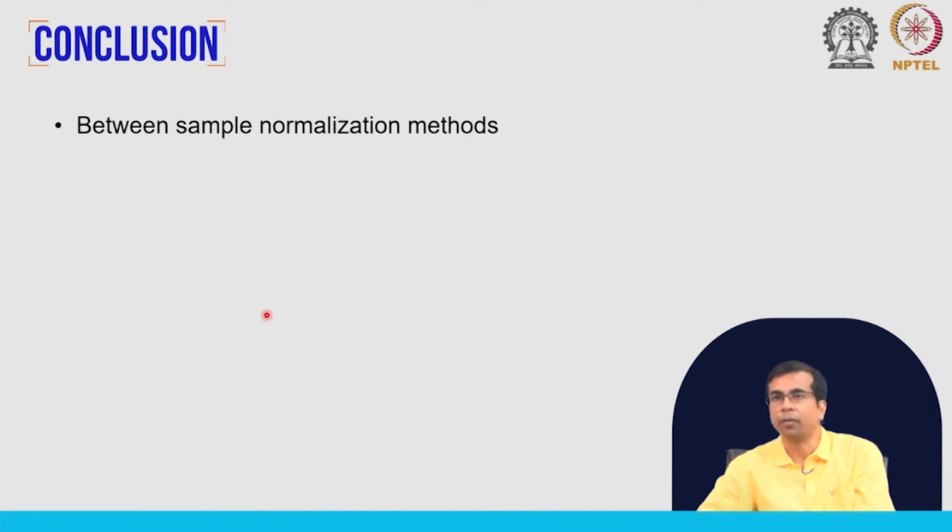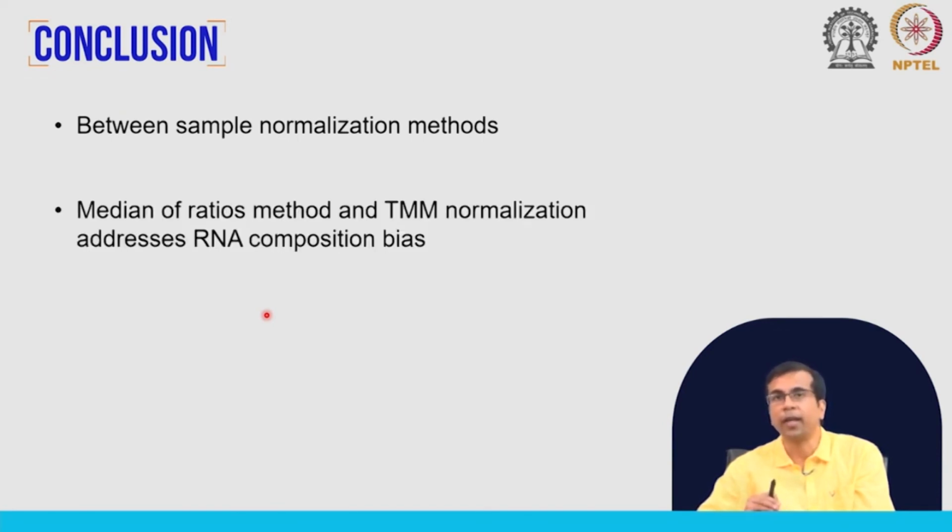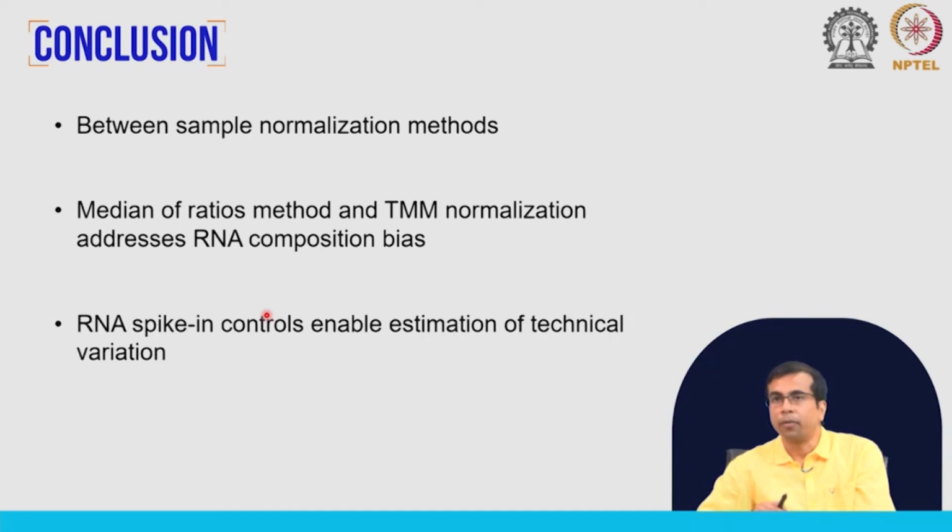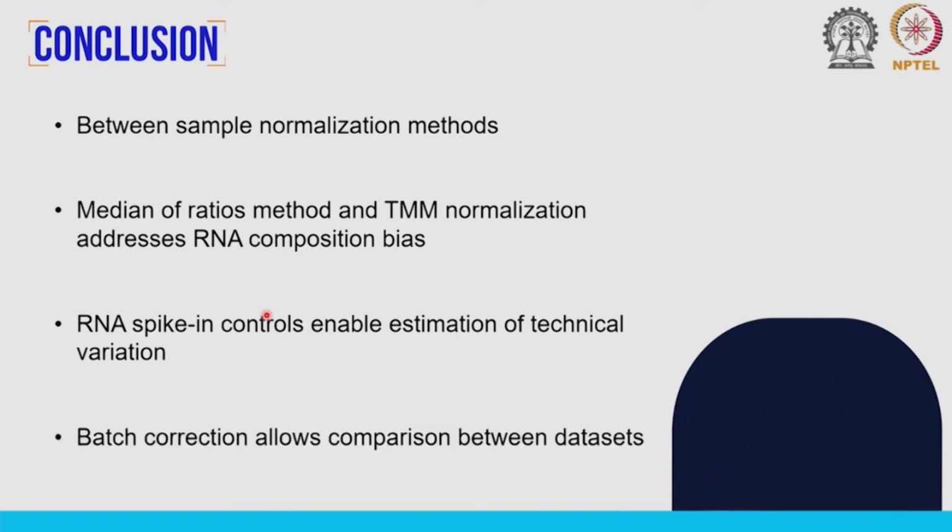To summarize, we have talked about very sophisticated between sample normalization methods, which can address this RNA composition bias and of course other issues. We have talked about two methods that can do this very well: one is the median of ratios method and the other is TMM normalization. We have also talked about the normalization method using RNA spike-in controls, which enable estimation of technical variation. We have seen the data right after normalization. And we have also talked about batch correction, which allows us to combine data sets and compare across data sets.